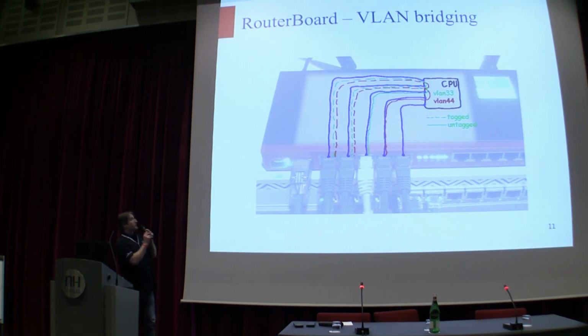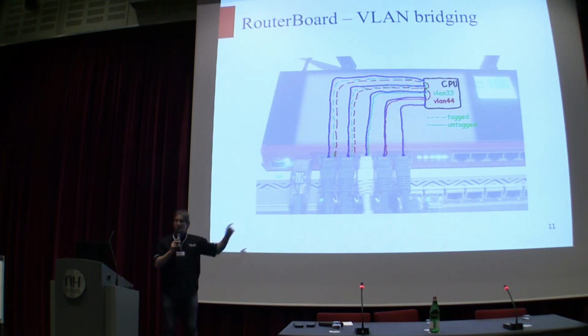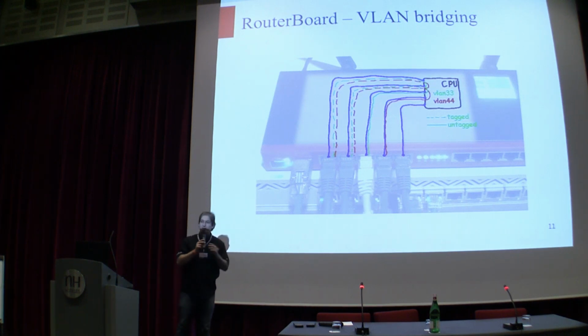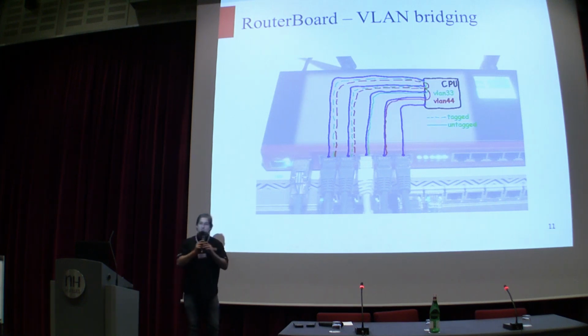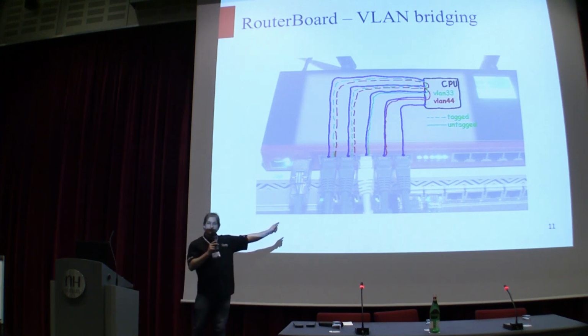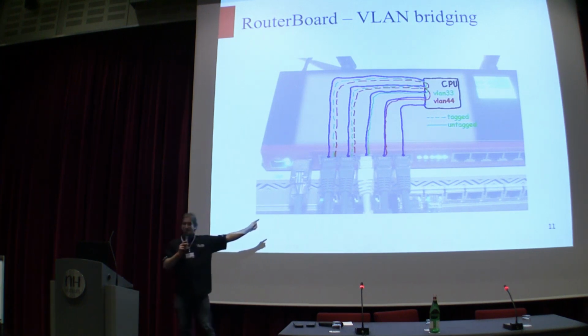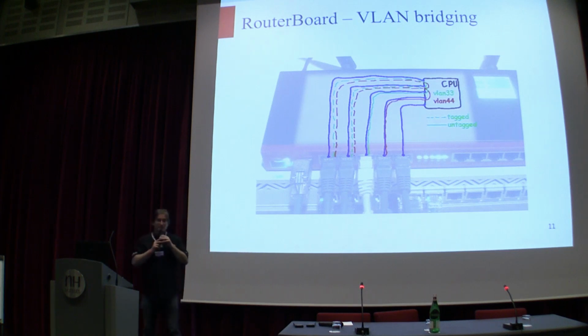Another example, if we would like to bridge VLANs. This is a simple example. I have two trunk ports with two VLANs on Ether1 and Ether2. I have tagged the VLANs numbered 33 and 44. And I also have some access ports to those VLANs. Ethernet 3 is an access port to VLAN 33, and the same is for Ether4.